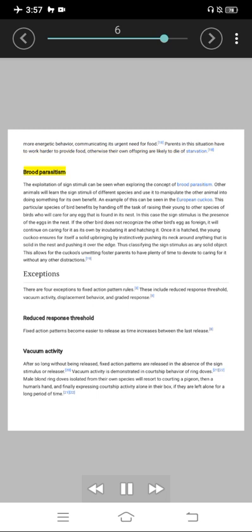Brood parasitism. The exploitation of sign stimuli can be seen when exploring the concept of brood parasitism. Other animals will learn the sign stimuli of different species and use it to manipulate the other animal into doing something for its own benefit.